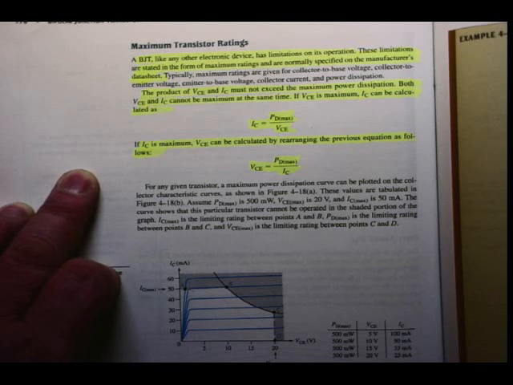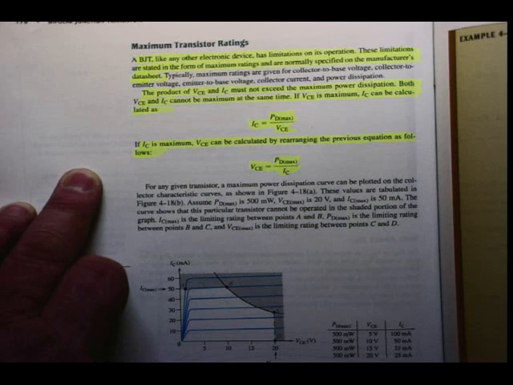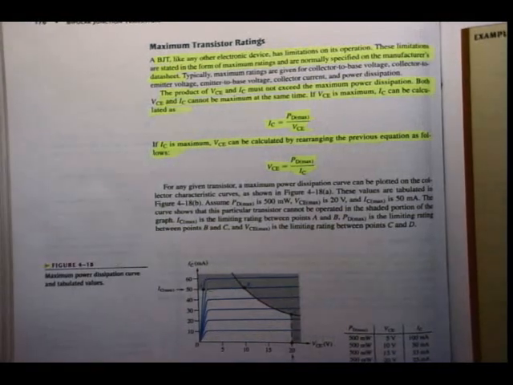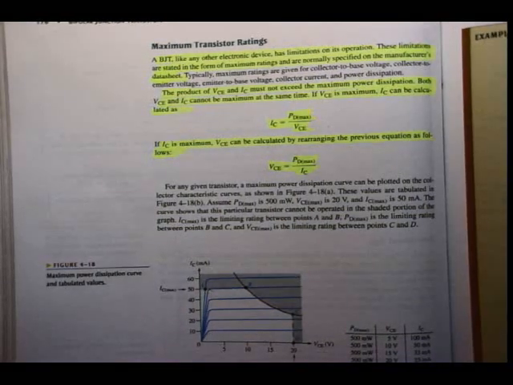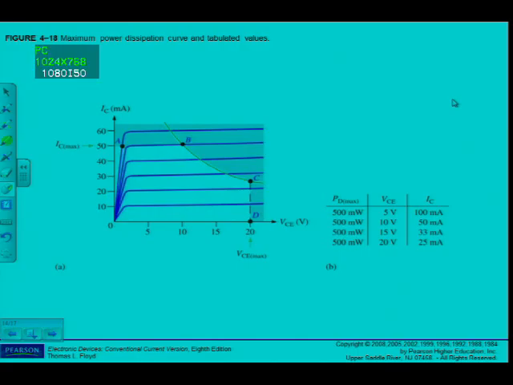Of course, like you've learned in electrical engineering, the product of voltage and current, the product of VCE and IC in the case of the transistor, must not exceed the maximum power dissipation. Both VCE and IC cannot be maximum at the same time. And we've seen that, if I can go back here to this graph, on this transistor's characteristic curve.